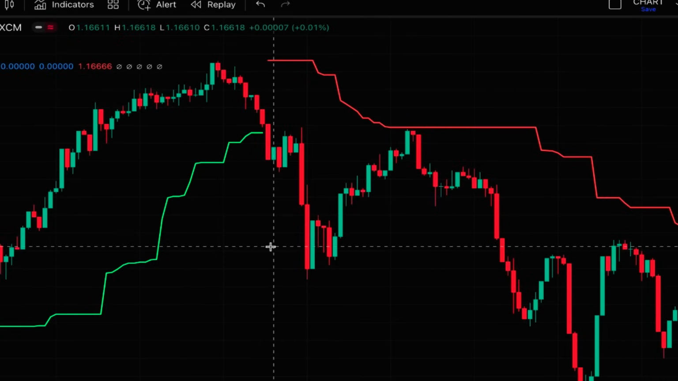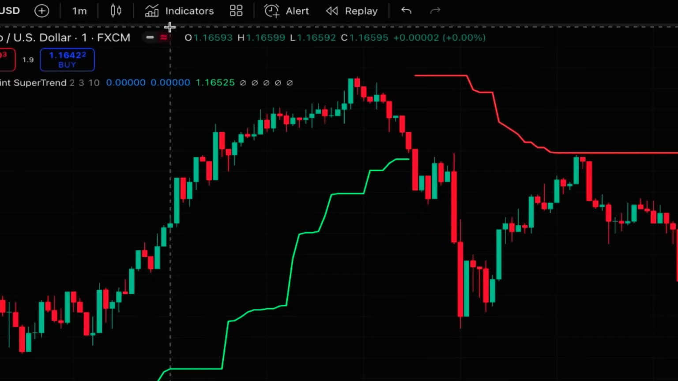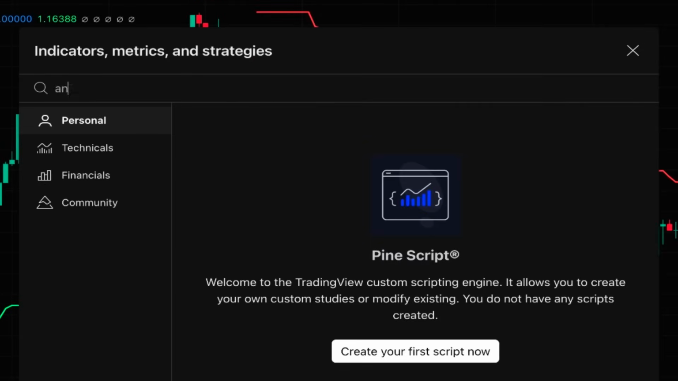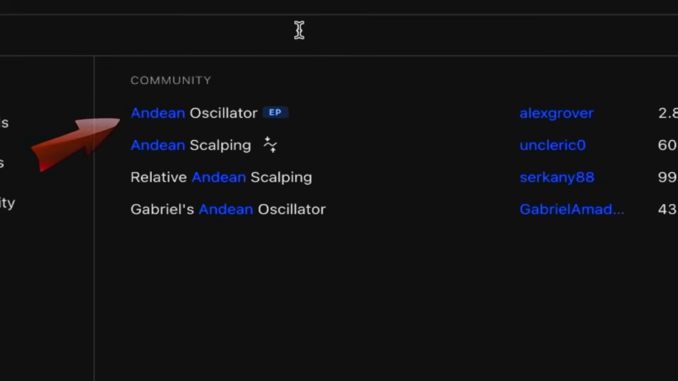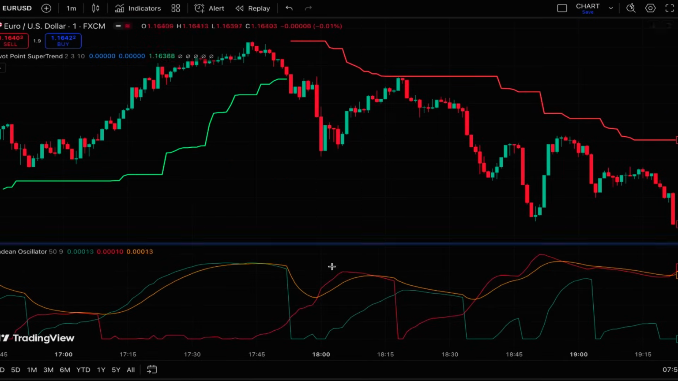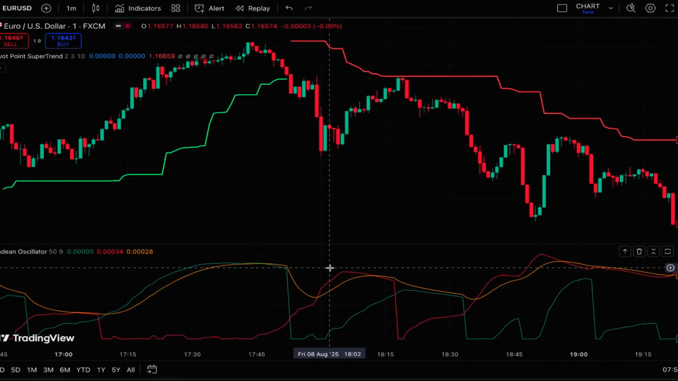Now we need to add the second indicator. So here again, we click on indicators and we search Andean Oscillator. This one, which is an Editor's Picks indicator and written by Alex Grover. Alright, this is a very powerful indicator that can also help you with times that the market is moving flat.